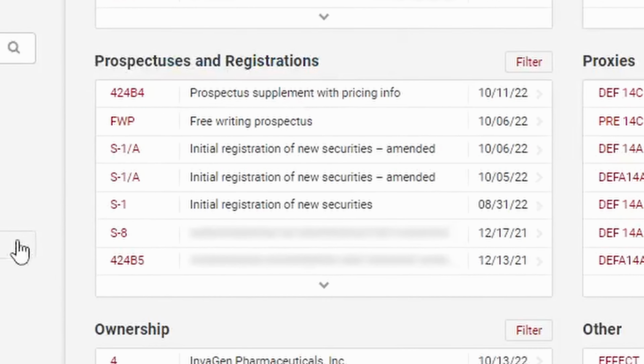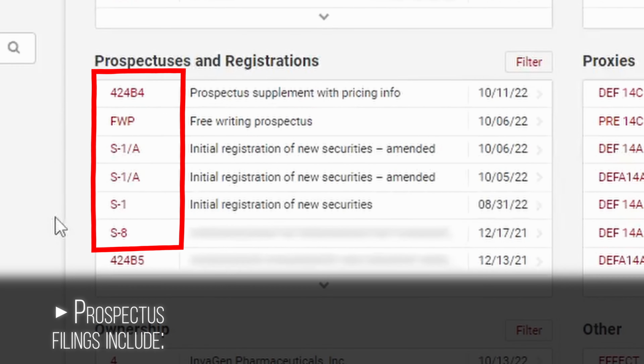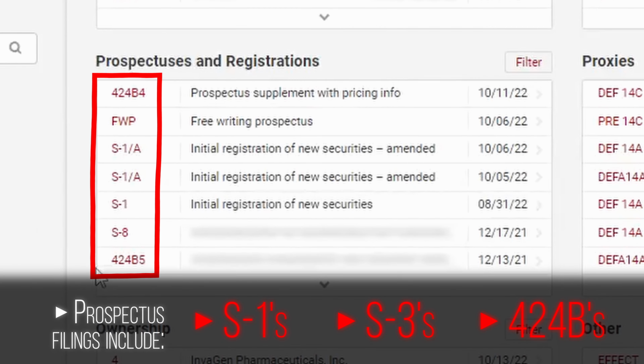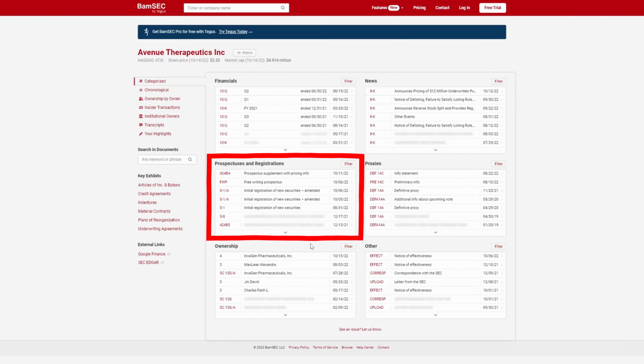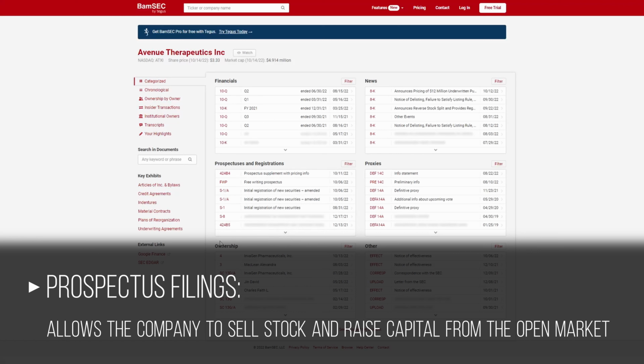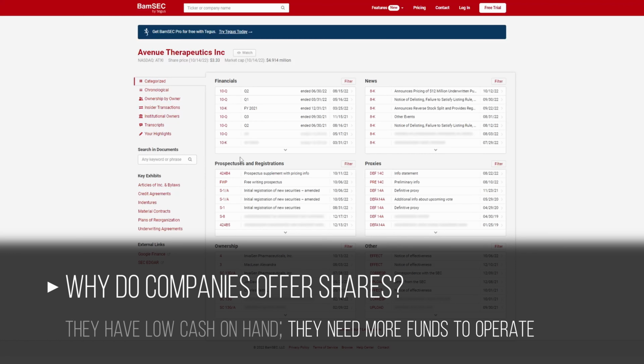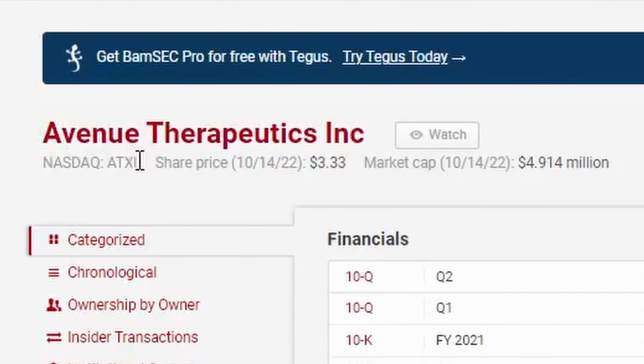So the next filing type are your prospectuses and shelf offerings, and these include filings such as S1s, S3s, 424Bs, and it'll all be organized in this section down here. All of these filings are essentially the same thing because they allow the company to sell stock to raise capital from the open market. Companies will usually offer their shares because they just need more money to keep their operations going, and sometimes business isn't doing so well, so they have to offer up the shares to stay alive pretty much. So I'll be using ATXI for this example.